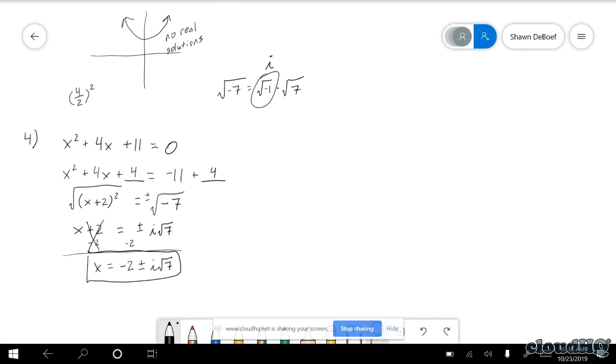Our graphs, when we graph on an XY coordinate plane, we are only graphing real numbers. So imaginary numbers do not show up. There are ways to graph complex numbers, but it's a whole different graphing system, and we don't get into it in this course. So they can be graphed, but not in this course.